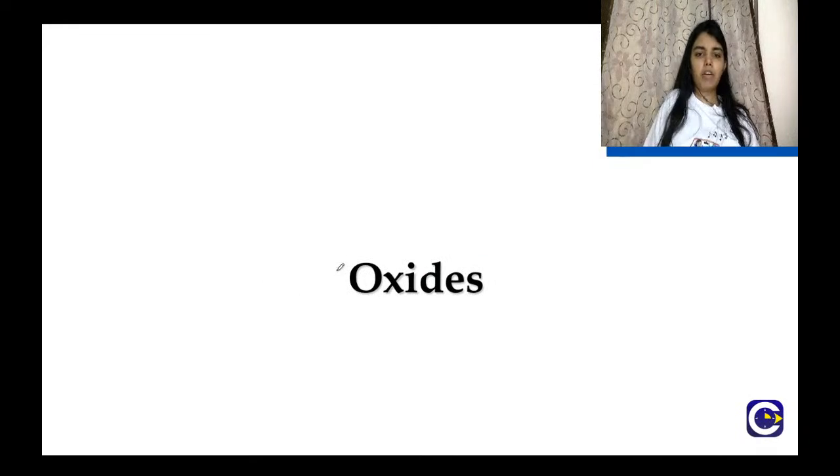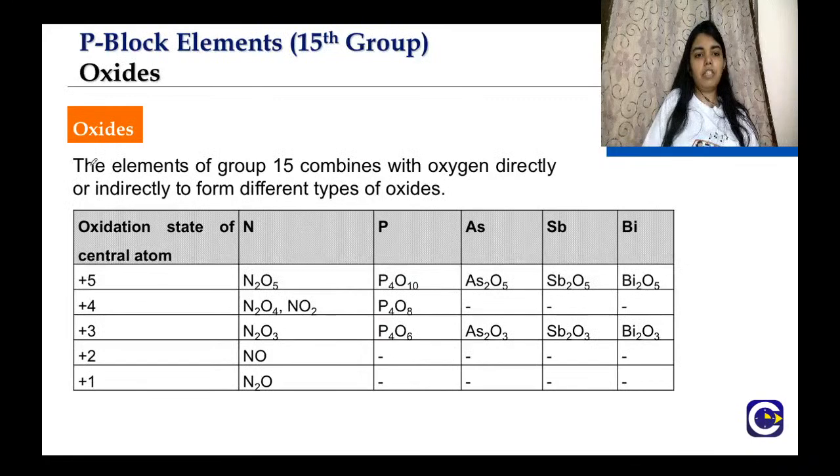Now coming on to the oxides of group 15, this is also very important. So here if you see, the elements of group 15 combine with oxygen directly or indirectly to form basically different types of oxides, right? So if you take nitrogen, it is forming oxide in +4 also, +3 also, +5 also, +2 also, +1 also, right? So the basic inference that you can make from this table is the oxidation state of group 15 element in different oxides.